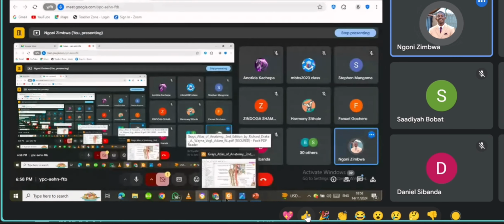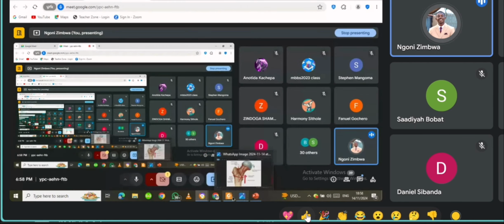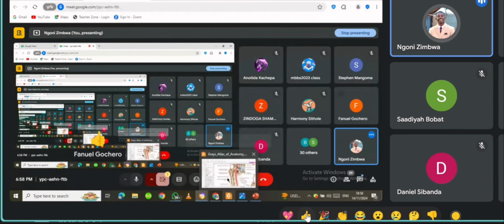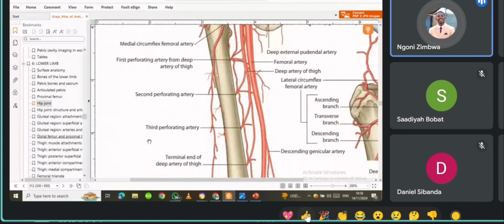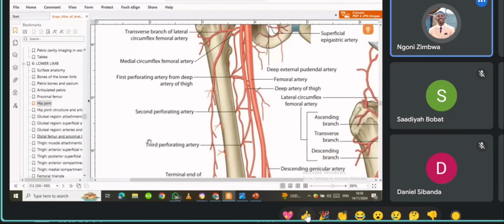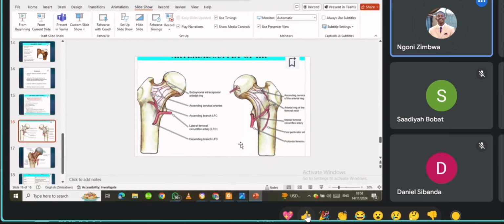Okay, so let's go, guys. I think by F7 I should be done. Okay. Where was I? I was done with the blood supply of the femur. Let me go to my slide and see what else is left.